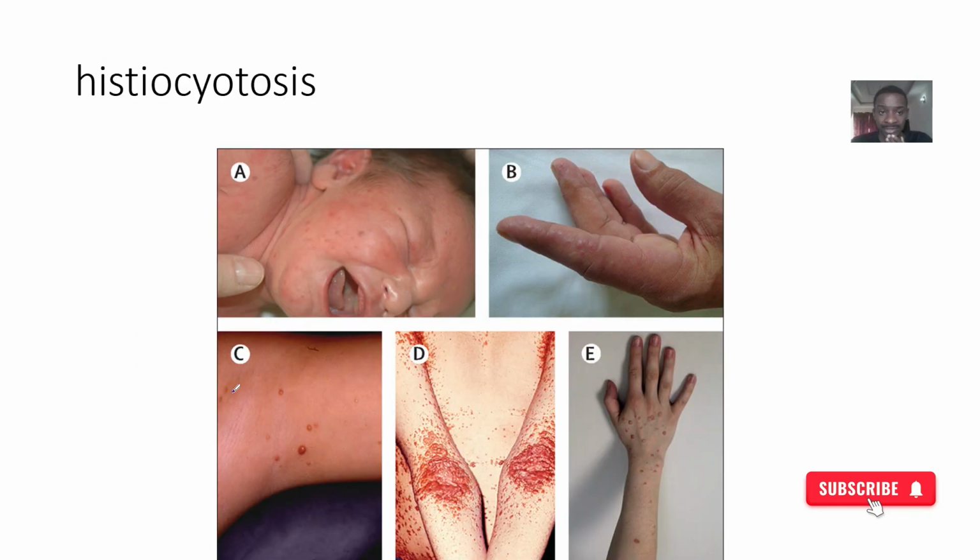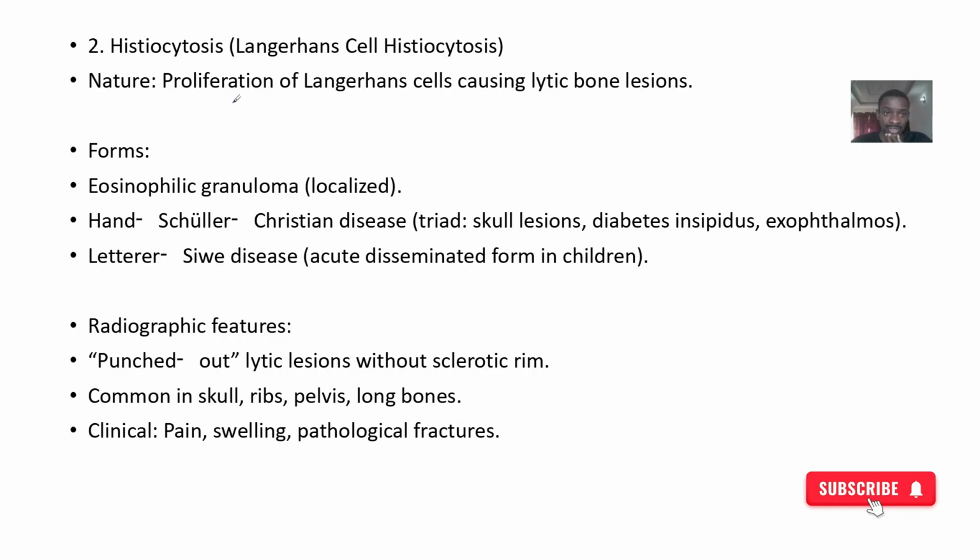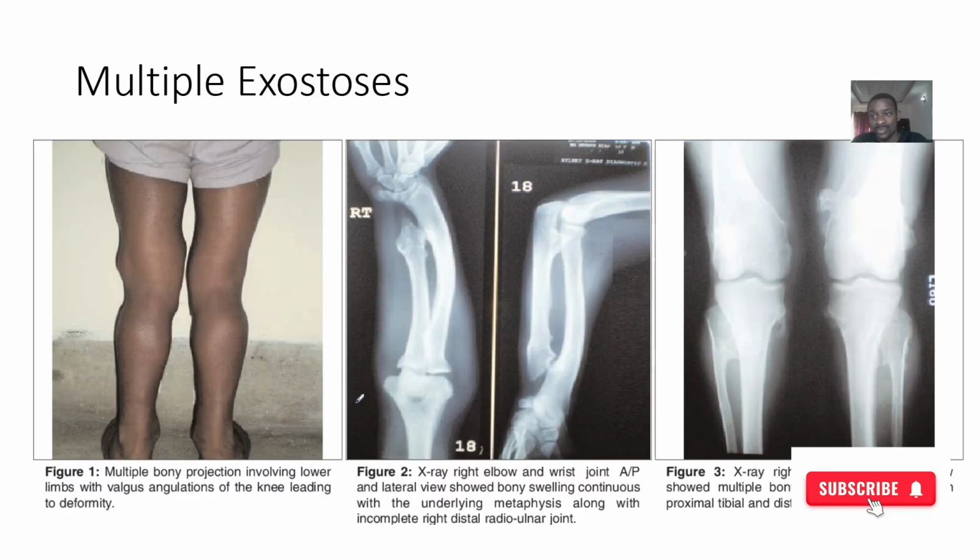Then histiocytosis. Histiocytosis is just proliferation of Langerhans cells causing lytic bone lesions. Forms: you have the eosinophilic granuloma, Hand-Schüller-Christian disease, the Letterer-Siwe disease, all of them are there. Then radiographic features: you have punched out lytic lesions without a sclerotic rim. It's common in the skull, the ribs, the pelvis, and the long bones.